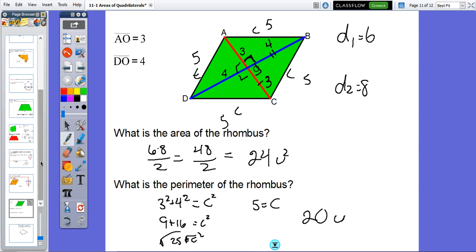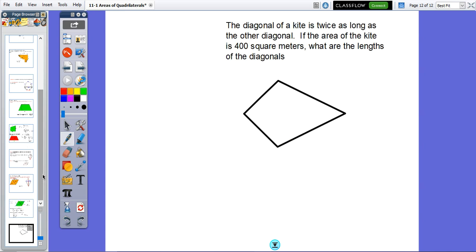All right, let's look at our kite here. In this particular problem, one diagonal of a kite is twice as long as the other diagonal, and we know the area is 400 square meters. If we set up the formula, it's 400 equals diagonal 1 times diagonal 2 over 2. Let's draw those out. They're talking about this diagonal and this diagonal.